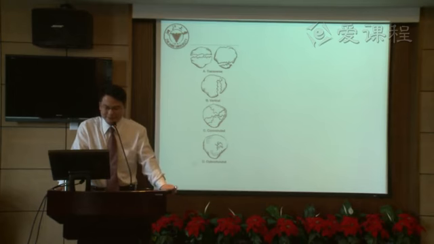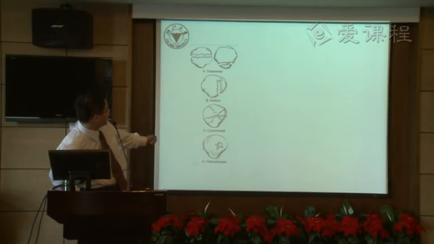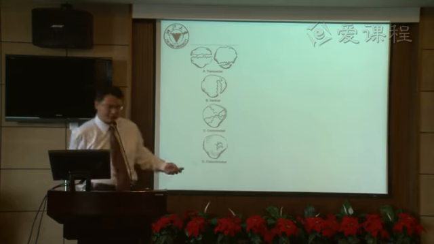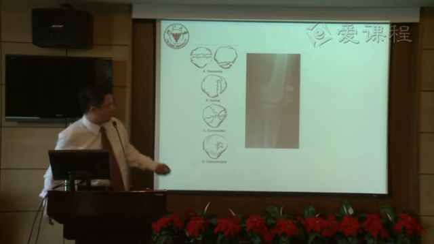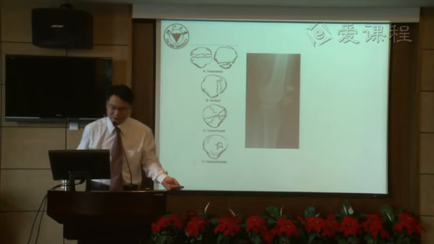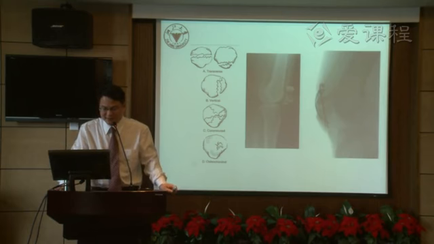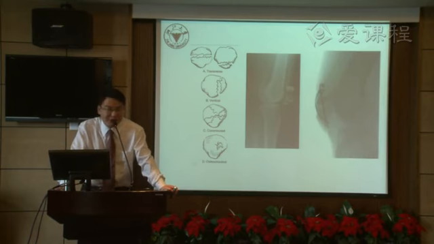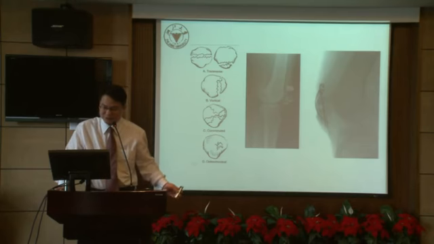Here are some different patterns of the patellar fractures. For example, transverse fracture and vertical fracture, comminuted fracture, or these osteochondral fractures. Here's a case where you see the patella is broken into multiple pieces, and we can fix the patellar fractures with K-wires and steel wires also.